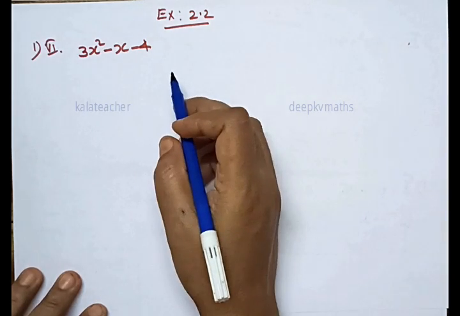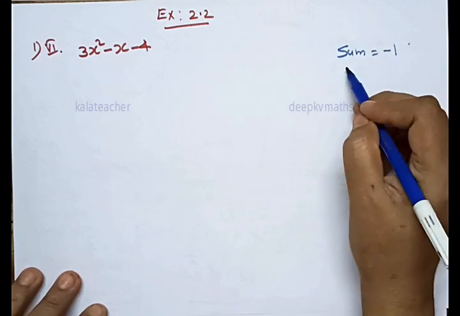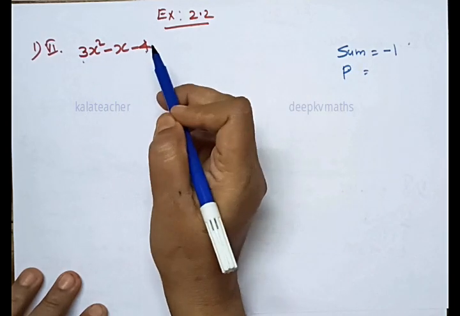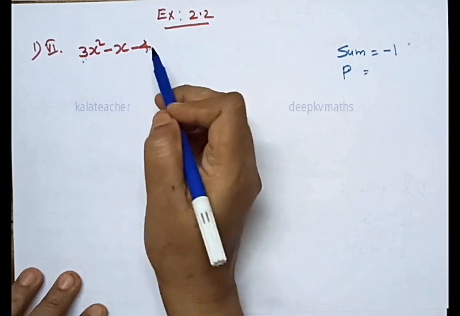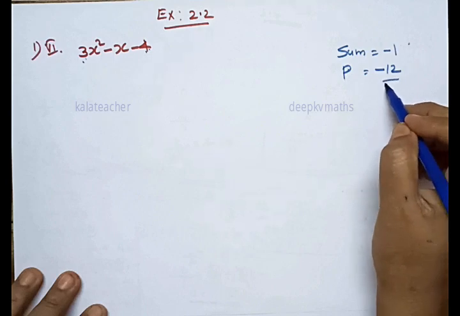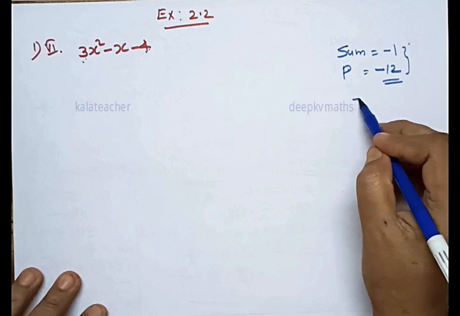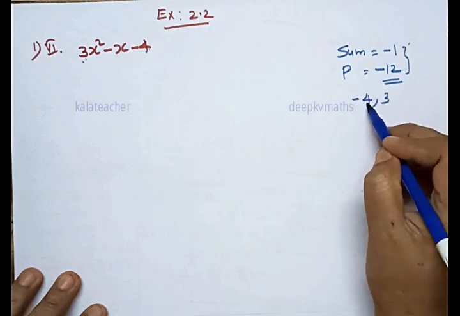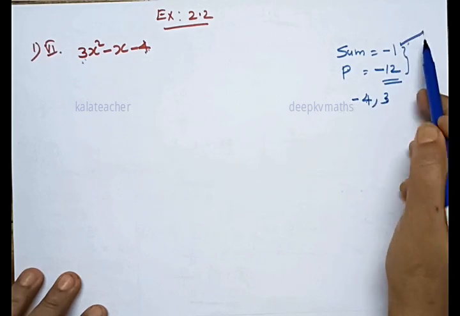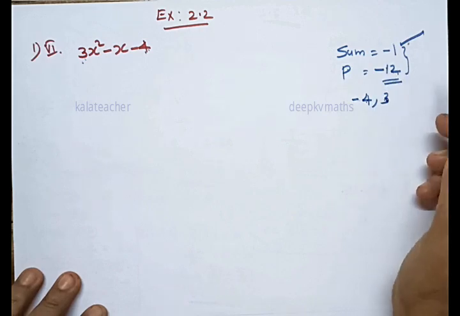3x square minus x minus 4. Here we need the sum and the product. The sum is minus 1, and the product is the constant term times the coefficient of x square, multiplying minus 4 and 3, which is equal to minus 12. The numbers are minus 4 and plus 3. Their sum is minus 1, the product of 4 into 3 is 12, with signs minus and plus, giving minus 12.